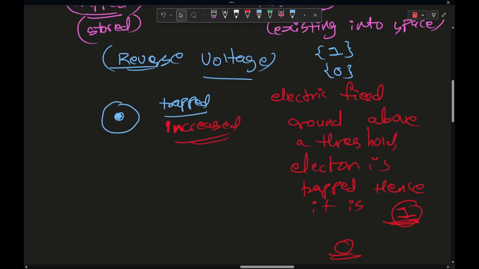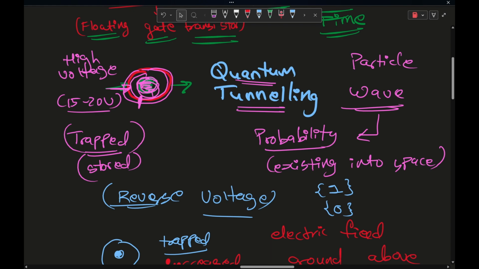So this is mainly possible because of quantum tunneling, and because of this floating gate transistor, which is a special type of transistor that has a conducting medium in the middle surrounded by the insulating medium. So this is the most interesting part.